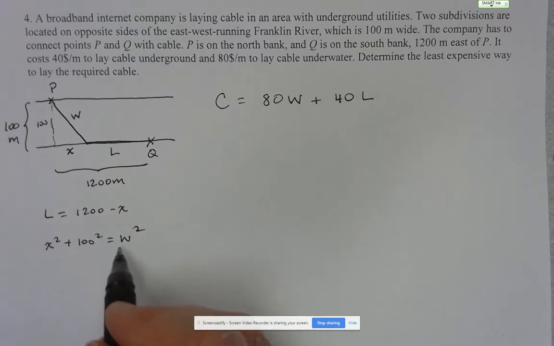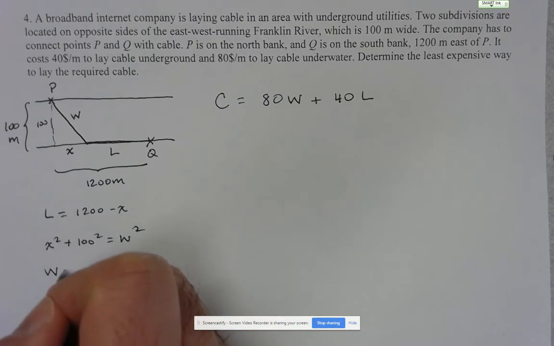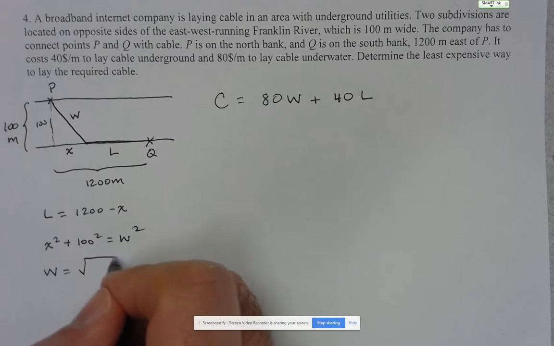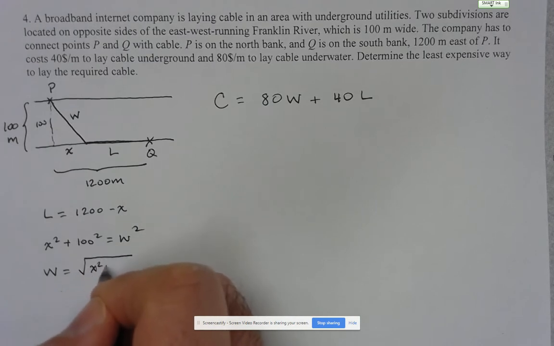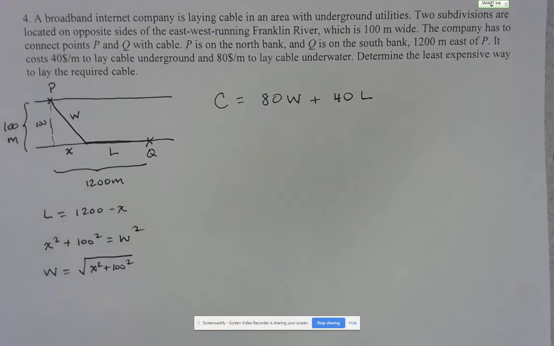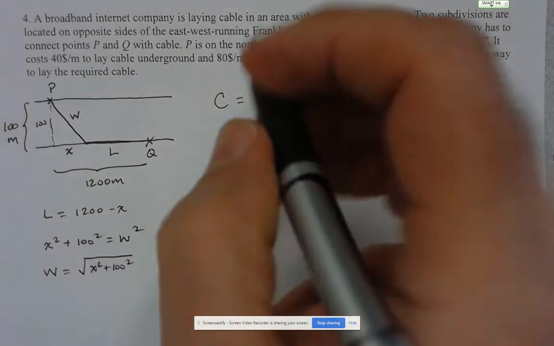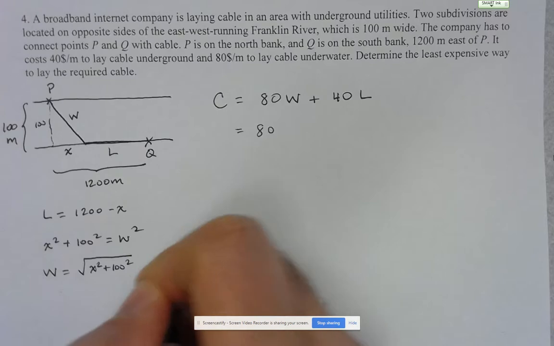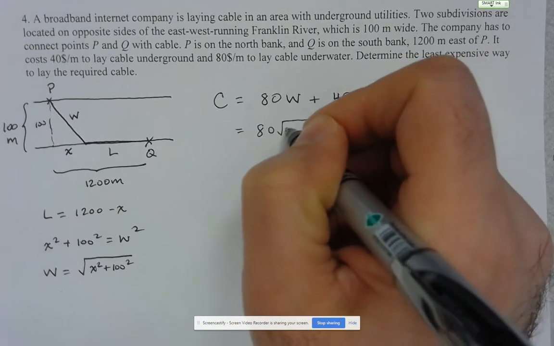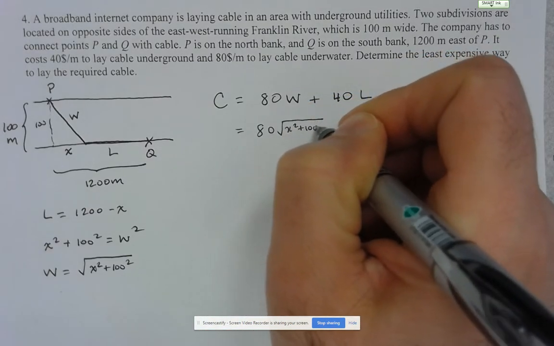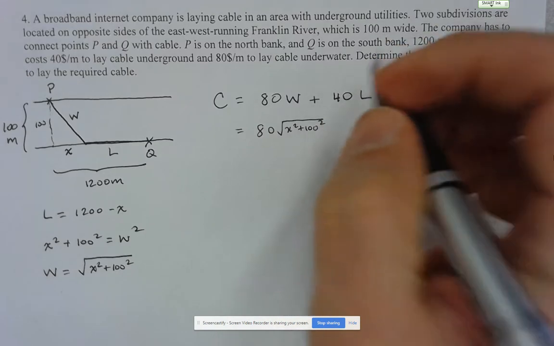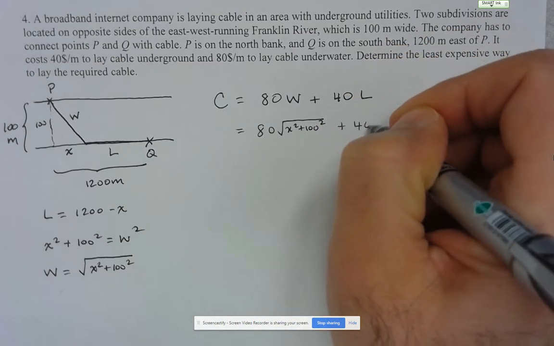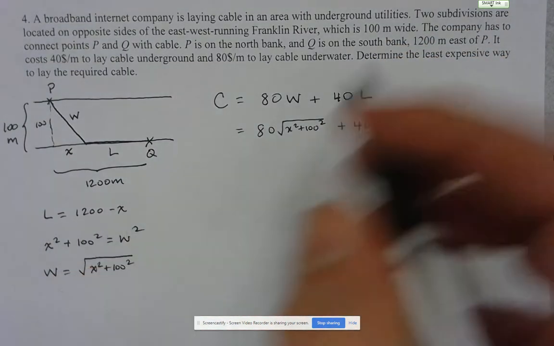Now, of course, I'm going to have to solve for W here. So here there's no way to get out of having a square root. So W is just going to be equal to the square root of x squared plus 100 squared. All right, so let's input everything into our equation. So here we have 80 times this expression here that we just found, the square root of x squared plus 100 squared, and then plus 40 times 1,200 minus x.